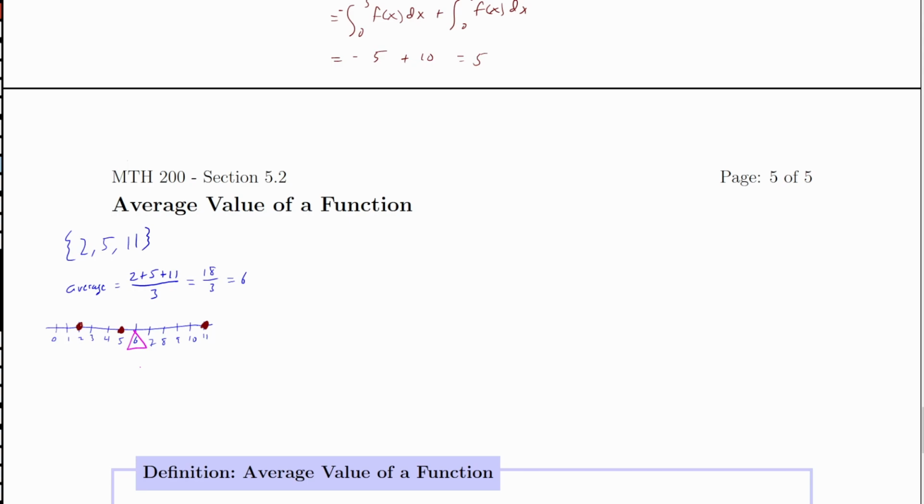When we look at a function, though, if I look at, say, an interval from a to b, I have infinitely many values. So when we're talking about average value of a function, what we want to do is think about, well, how do I average an infinite number of values? I would have to divide by infinity, and that doesn't really work. But instead I can think about this idea of things balancing, having just as much stuff on both sides.